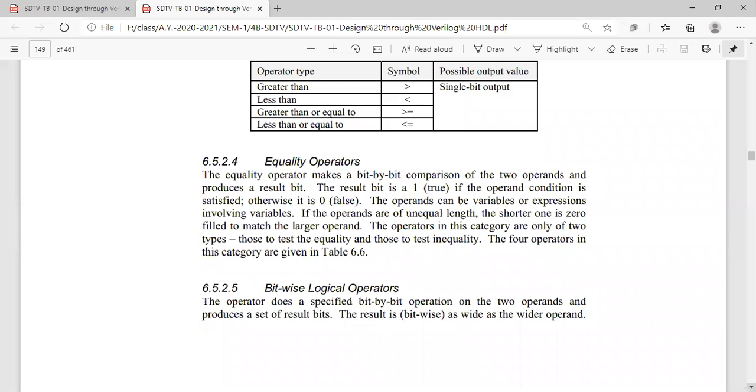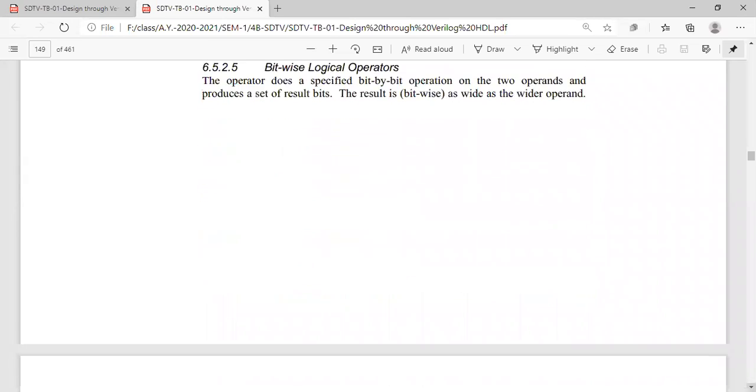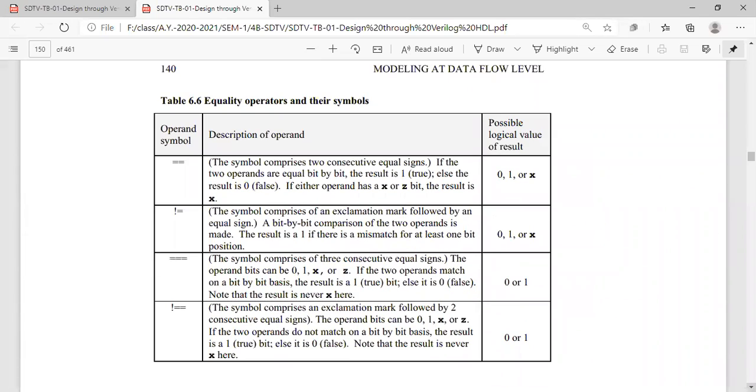We also have bitwise logical operators. These are the bitwise logical ones. So this is the equality operators. The double equal to compares two consecutive equal signs. If the two operands are equal bit by bit, then the result will be 1, otherwise the result will be 0.